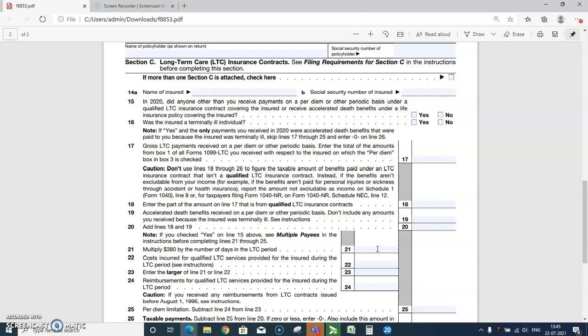A qualified LTC insurance contract is a contract issued after December 31st, 1996 that meets the requirements of Section 7702B, including the requirement that the insured must be a chronically ill individual. For contracts issued before January 1, 1997, they must meet state law requirements for LTC insurance contracts at the time and in the state where the contract was issued and must not have been changed. Now coming to chronically ill individual. A chronically ill individual is someone who is certified by a licensed health care practitioner.